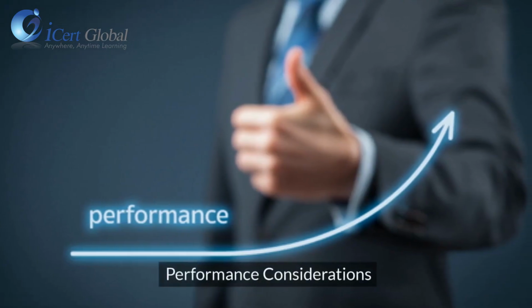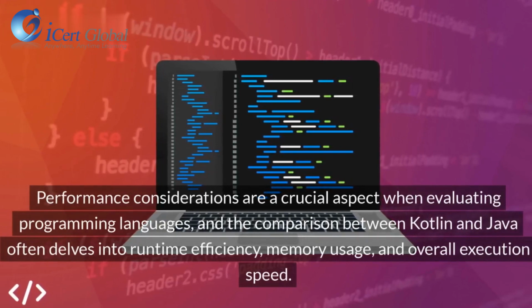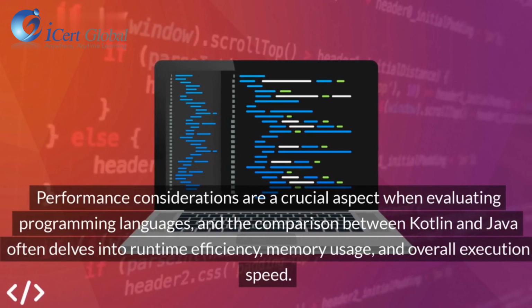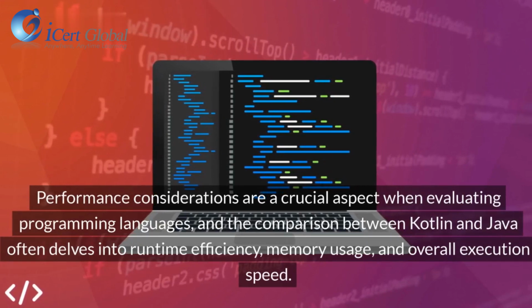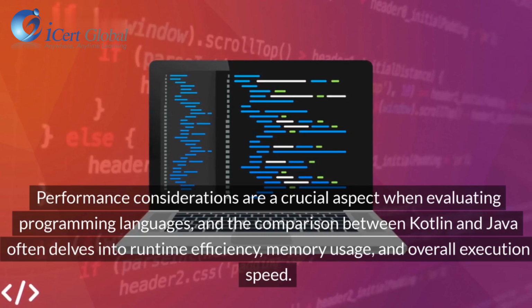Performance considerations. Performance considerations are a crucial aspect when evaluating programming languages, and the comparison between Kotlin and Java often delves into runtime efficiency, memory usage, and overall execution speed.